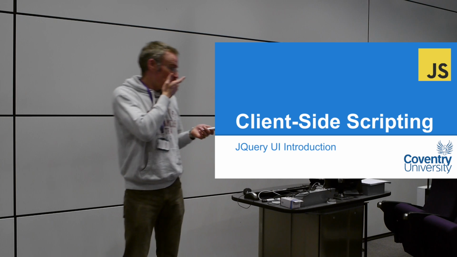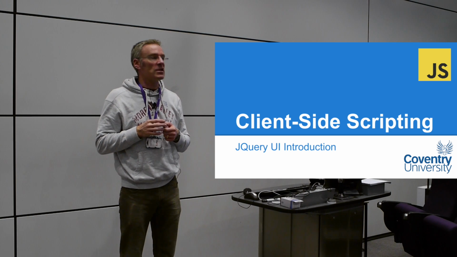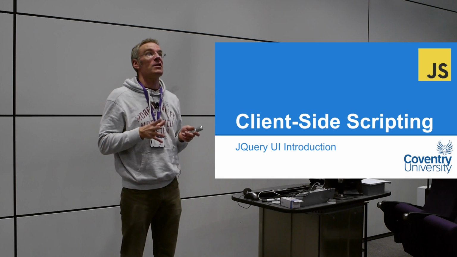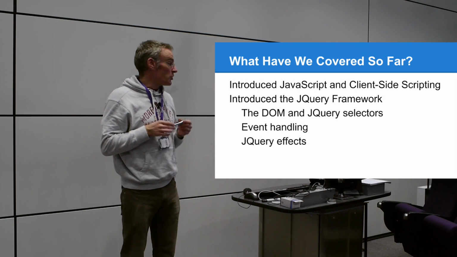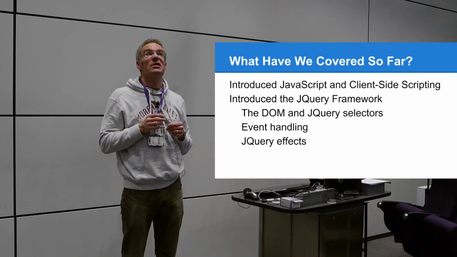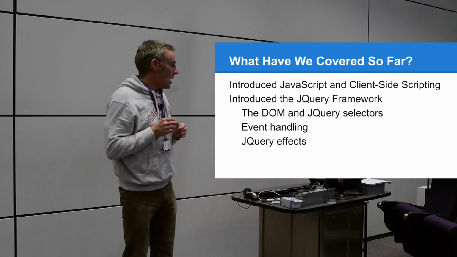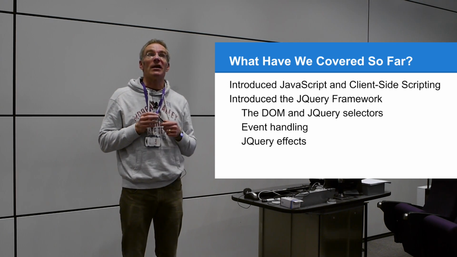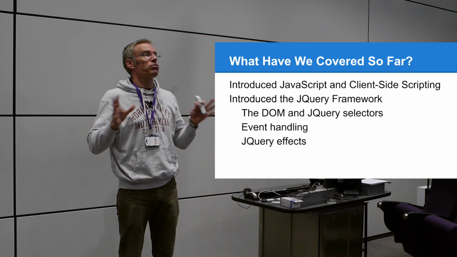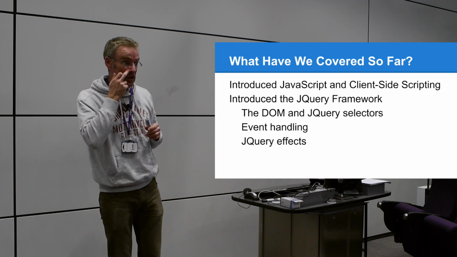Okay. So jQuery UI. The last session we did was on jQuery. We introduced the whole idea of the DOM. We looked at jQuery selectors. Remember that? Using the CSS style selectors. We looked at event handling, and we also looked at jQuery effects. So we covered the basics that we need to know for this session last week.